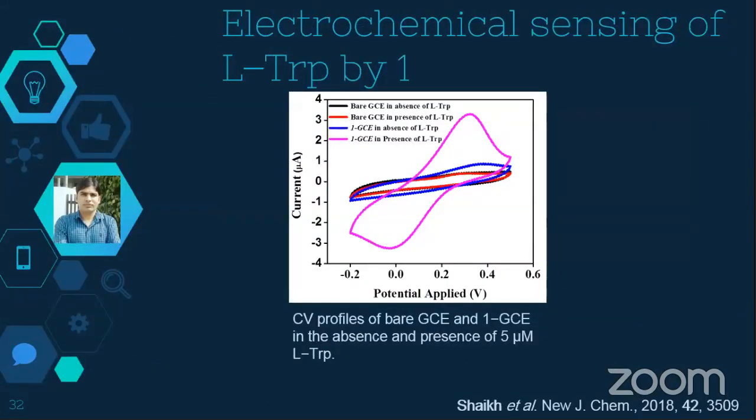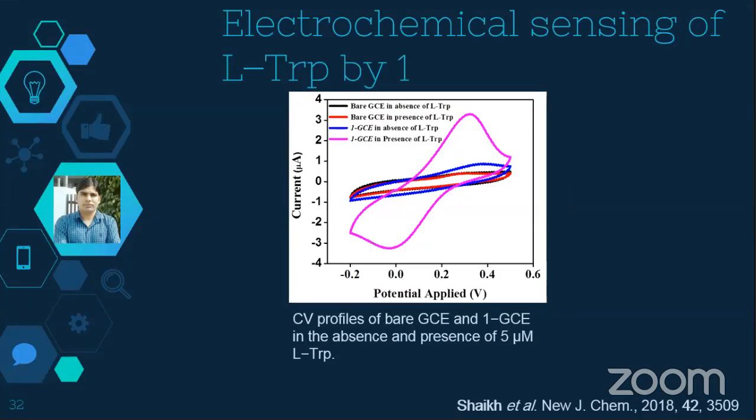First we detected the sensing of L-tryptophan by optical sensing methods, that is fluorescence and UV. Then we went to electrochemical sensing by using cyclic voltammetry. We wanted to see whether it can be detected through an electrode system also, and to our surprise, yes, the same copper complex was sensing L-tryptophan through electrochemical sensing also.